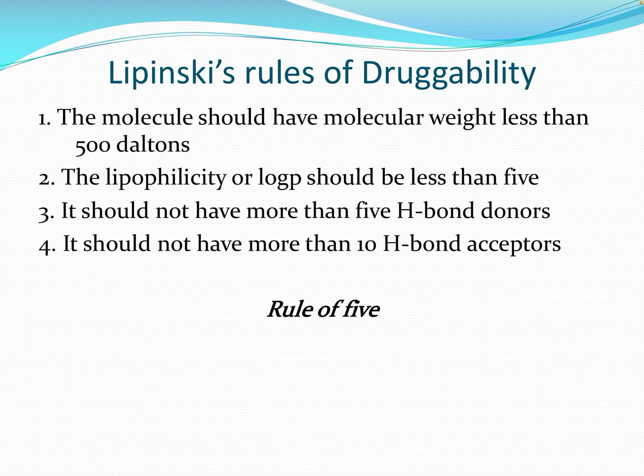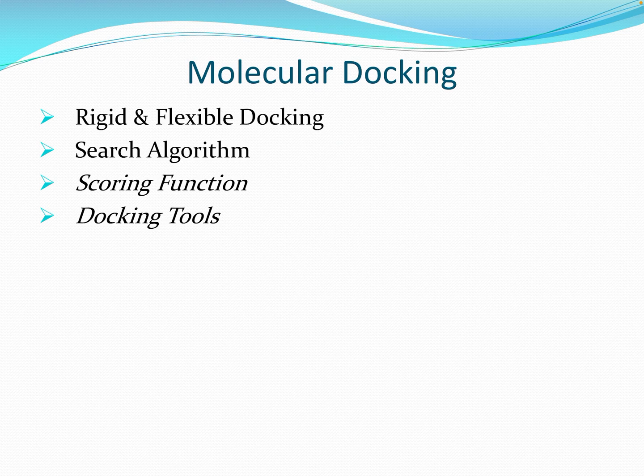And this is why it is called the rule of 5: in all these 4 rules, the value of 5 or multiples of 5 is a parameter. 500 Dalton, again a multiple of 5. Lipophilicity less than 5, hydrogen bond donors less than 5, hydrogen bond acceptors less than 10. So all these values are either 5 or multiples of 5. So these 4 rules together are called the rule of 5.